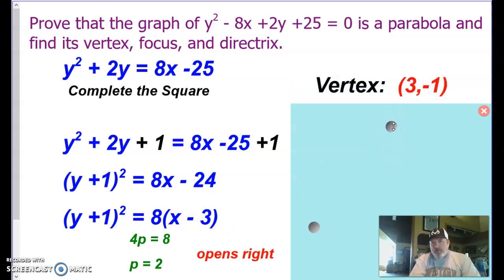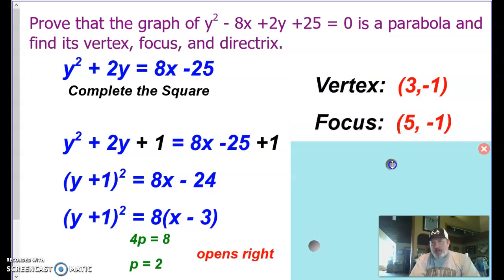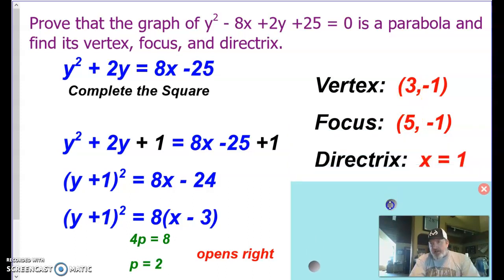And then I can get my focus. That's going to be 2 units to the right. So that's (5, -1). And my directrix will be 2 units to the left of that, at x equals 1.